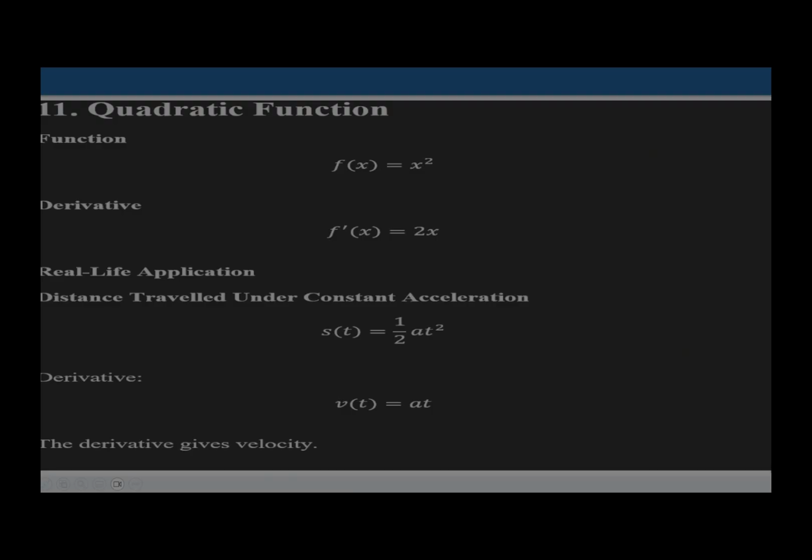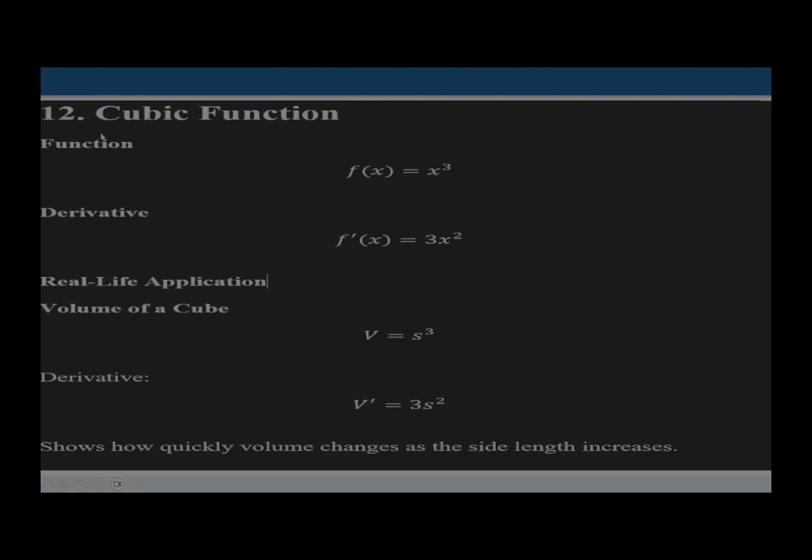Quadratic function, we've done that many times in the past. Function f(x) equals x squared, so the derivative will be 2x. Real life application: distance traveled under constant acceleration. The derivative will be velocity, v(t), and then acceleration. The derivative gives velocity.